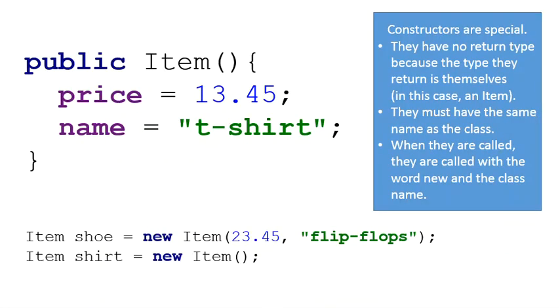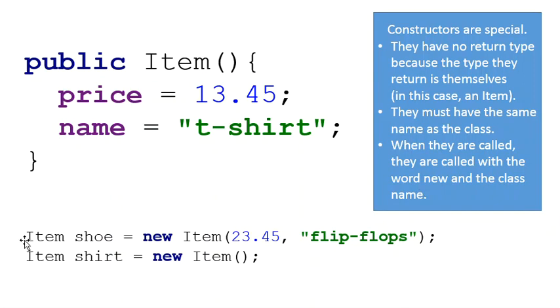Okay, so constructors are very special, they have no return types, and that's because the thing that they're going to return is themselves. So in this case, this Item constructor returns an Item. So the fact that it's returning its own self is why it doesn't have a return type. When we call them, we are going to be using the word new and the class name.